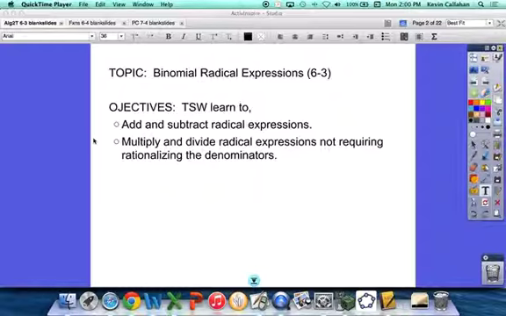So what we do in this section is we add and subtract. First we add and subtract, and then we get into the part which is really the title of this lesson, which at least as far as the textbook goes, they call binomial radical expressions, which will involve some kind of dividing. Okay, so that's why the second objective, which comes from the SRLs, is somewhat true.